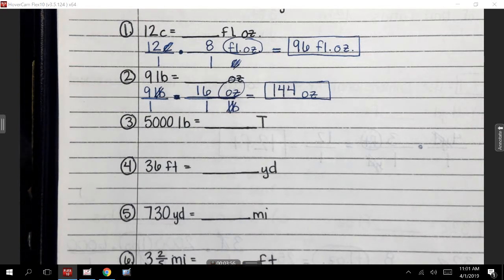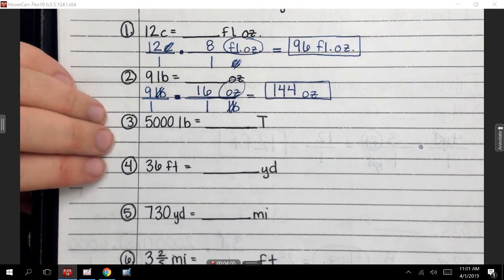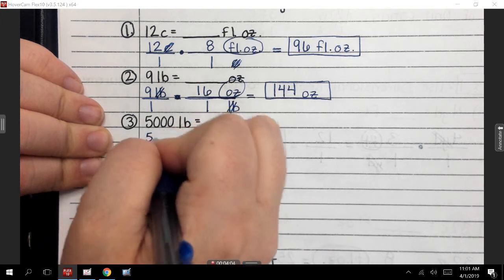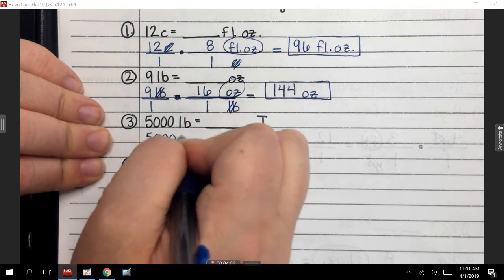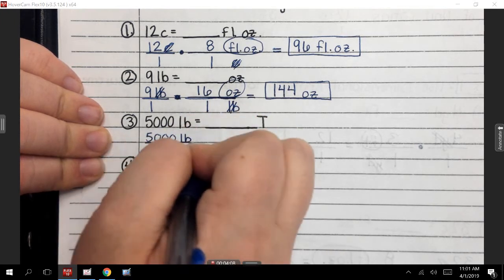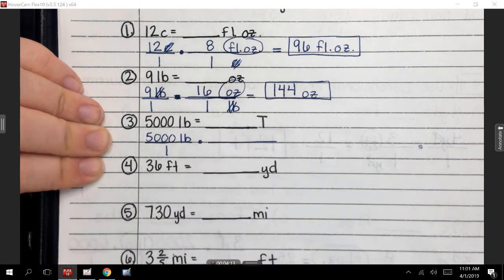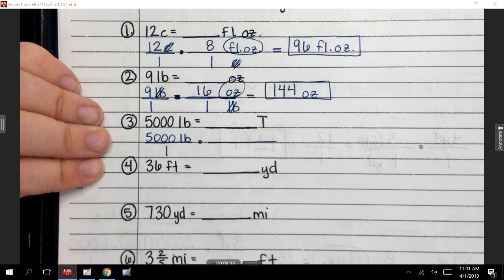All right. Number 3. First fraction. Tiva, what's it going to say? 5,000. Make sure we keep our LB next to that. Over 1. Excellent job. Times. What measurements are going to go there? Carlos?